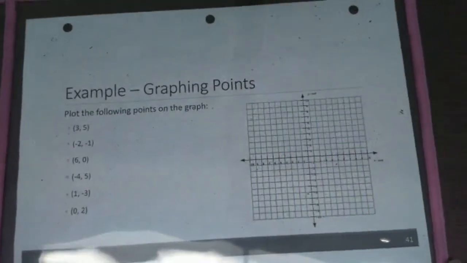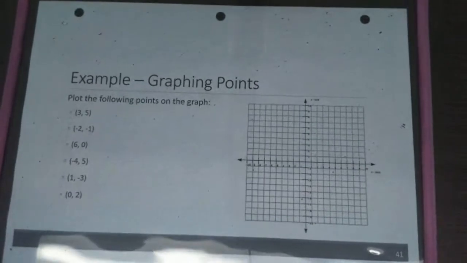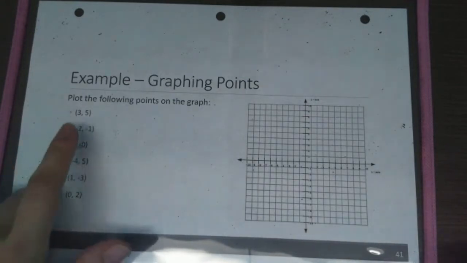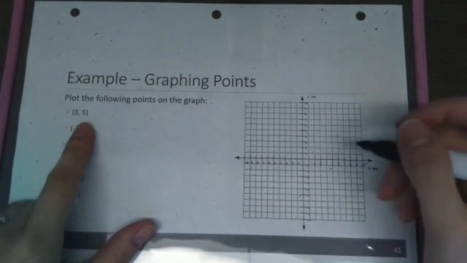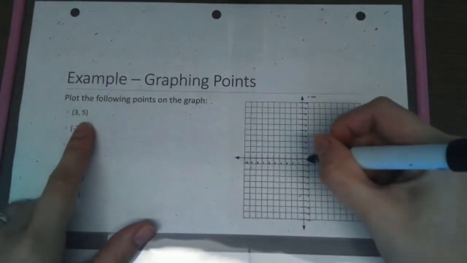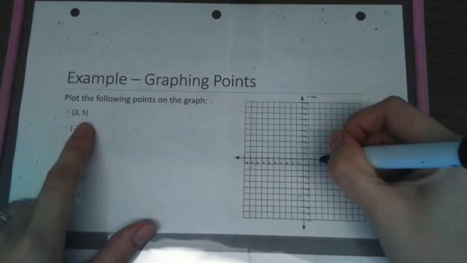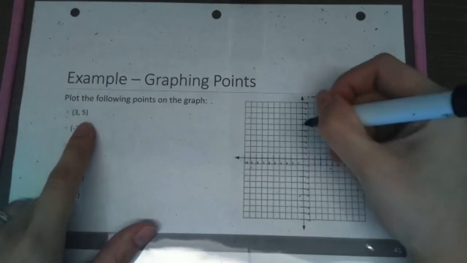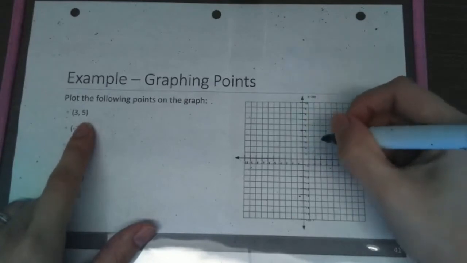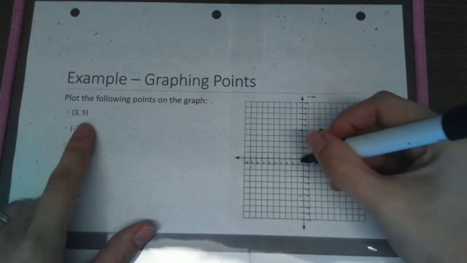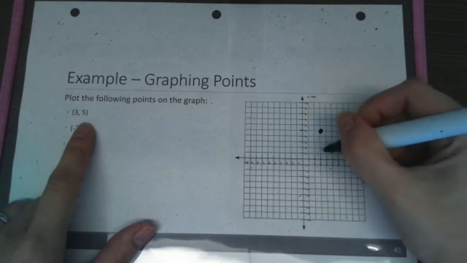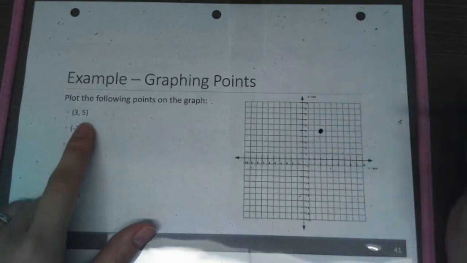We're going to start with graphing some points. We're going to plot the points on the graph. First up, we have 3, 5. The 3 is going to be our x value, and 5 is going to be our y value. So I go to positive 3 on the x-axis, and then I find positive 5 on the y-axis, and where those two intersect is going to be the point 3, 5. From the origin, I went to the right 3 and up 5, and that's going to be my point.